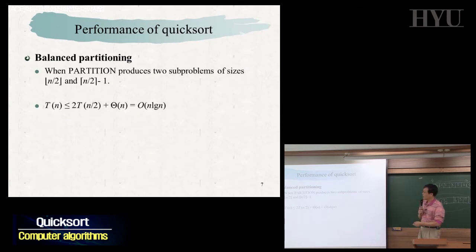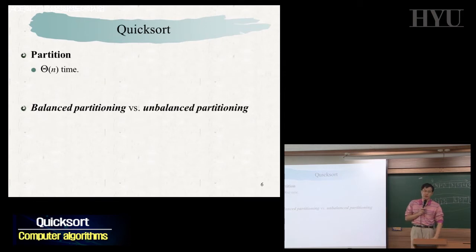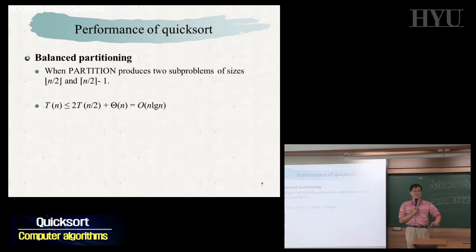And next, let's think about the unbalanced partitioning. What is the most asymmetric partitioning? Park Sung-hyun. Okay, can you suggest a most asymmetric partitioning? Okay. When the pivot element is the largest element in the partition or the smallest element in the partition, then we have no two partitions. We have only one partition and pivot.